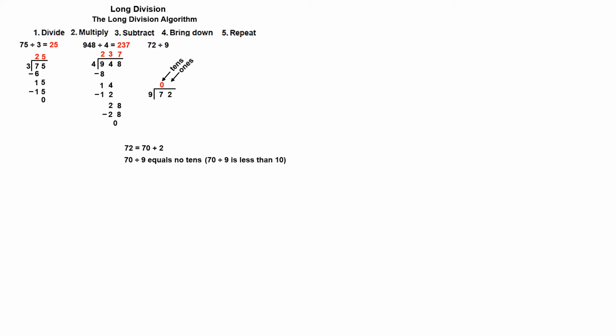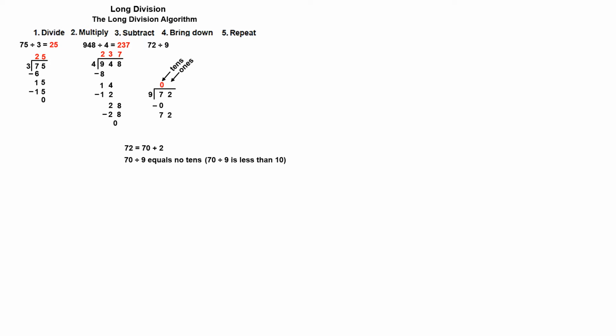Multiply the 9 and the 0 and put the answer right under the 7. 9 times 0 tens equals 0 tens. Write a subtraction sign next to the 0. Subtract 0 tens from 7 tens. Write your answer directly below the 0. Bring down the next digit of the dividend. Bring the 2 down next to the 7.